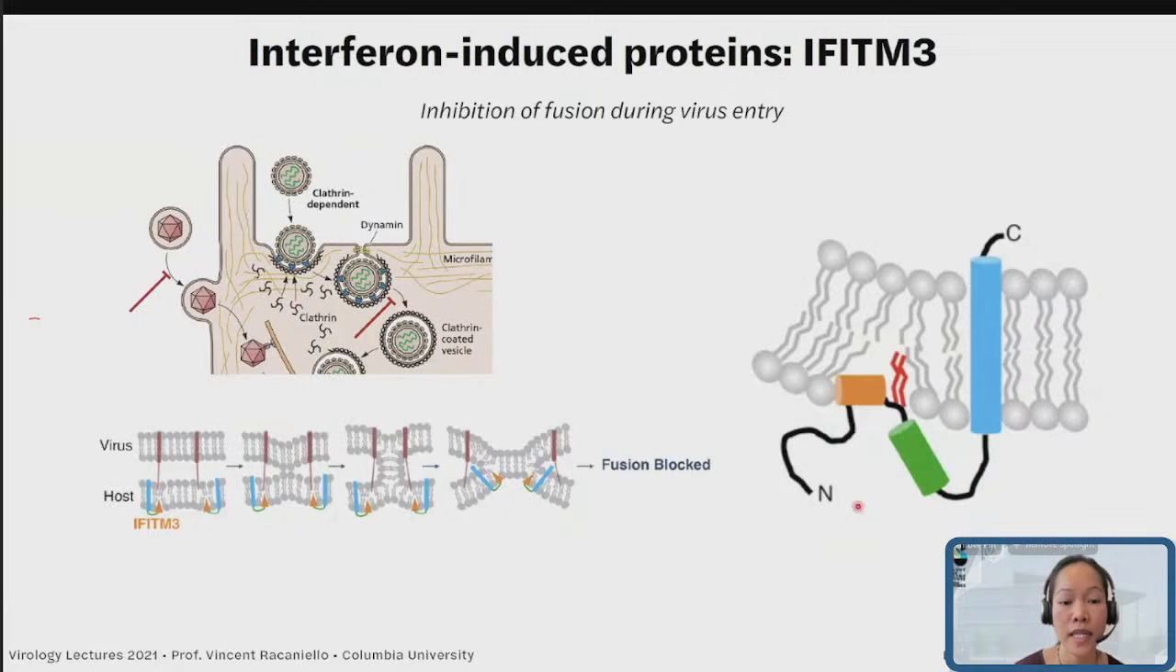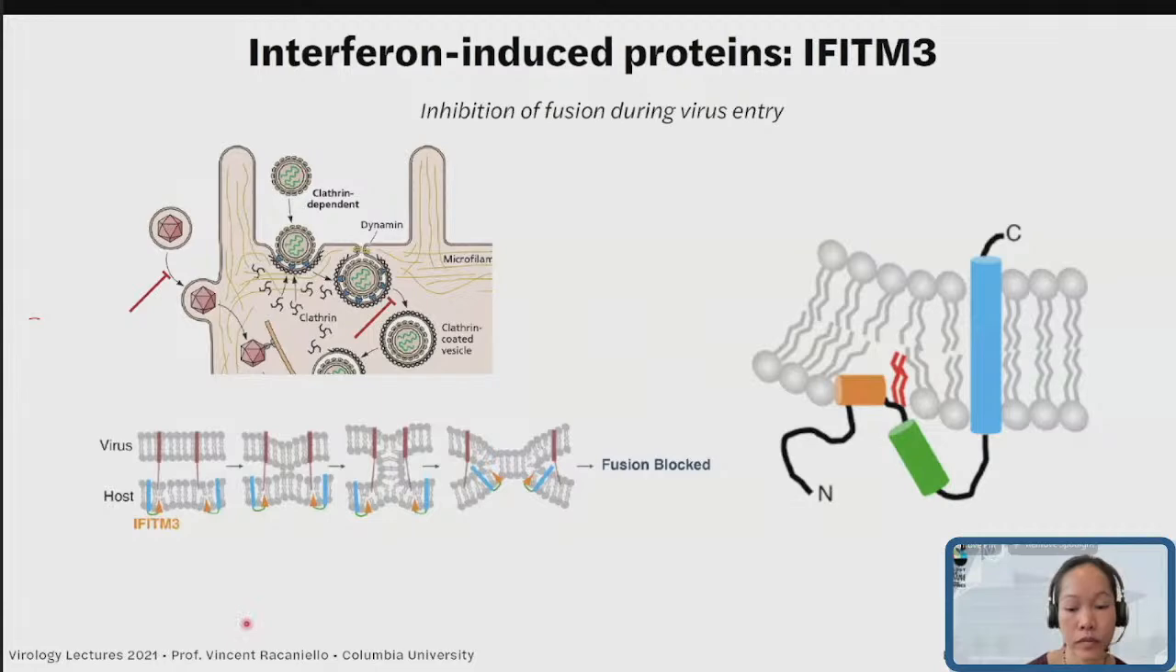Next is IFITM3. I just included this because recently, with SARS-CoV-2, particularly the Omicron variant, recent studies in the consortium found the role of IFITM3 in inhibiting the Omicron variant. So, what is the role of IFITM3? Once the virus enters cells, it has proteins that need to anchor to the plasma membrane, which causes virus fusion leading to endocytosis. What happens with IFITM3 is that it prevents the complete process of fusion. So because of that, there is no full fusion, there is no endocytic virus entry. So, there is no virus infection.